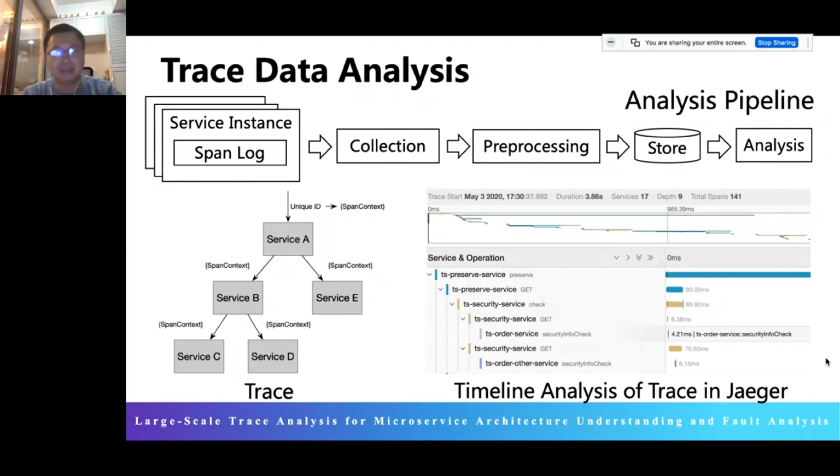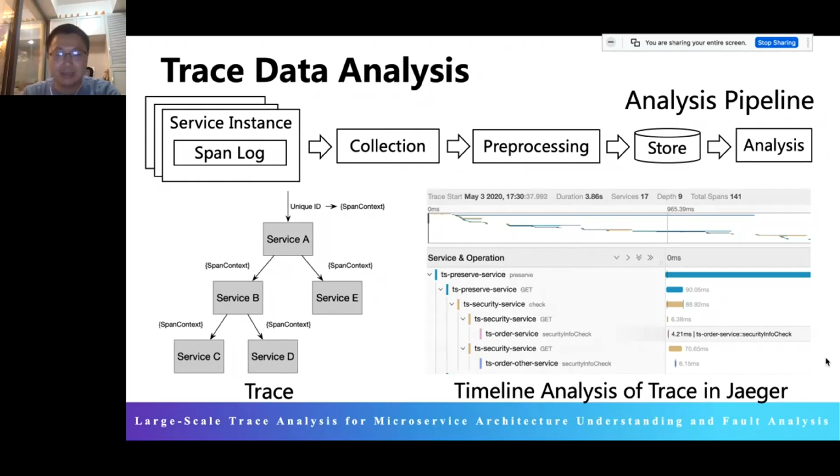So first we need to collect the span logs from different service instances. Then after pre-processing, we need to combine or assemble the span logs into traces and then store them in some kind of storage for further analysis. So in this slide, we can see a trace actually consists of a series of spans. Each span means an invocation between two instances. And in popularly used tracing tools such as Jaeger, there's this kind of visualization for timeline analysis of traces.